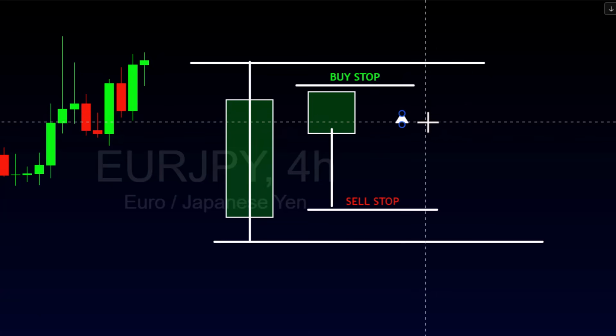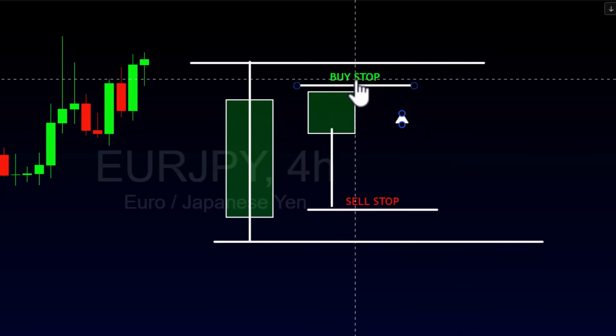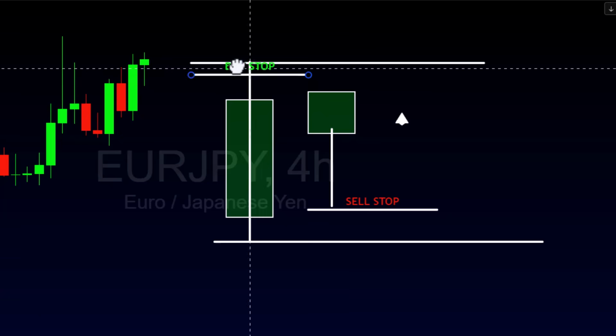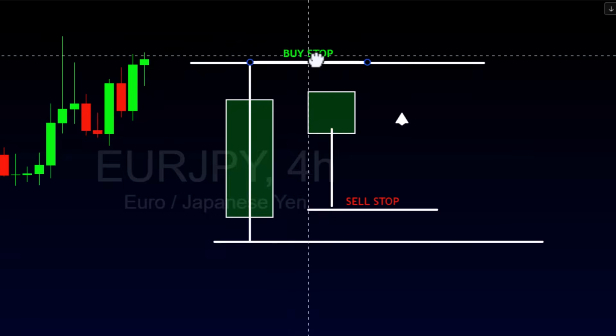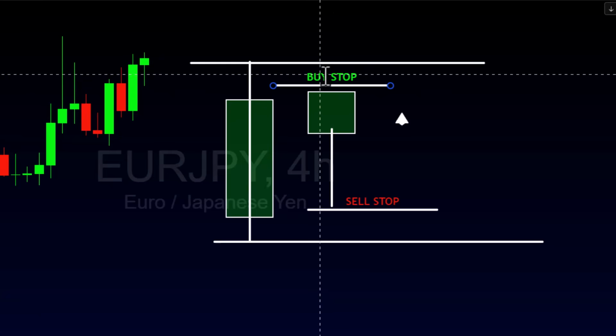Another way of doing this as well is instead of just having them above and below the inside bar, you can also put them above and below the mother bar if you want a more conservative approach. It'd be the same thing, buy above, sell below, but it would give you a different type of breakout.